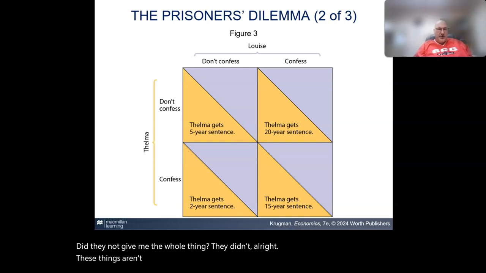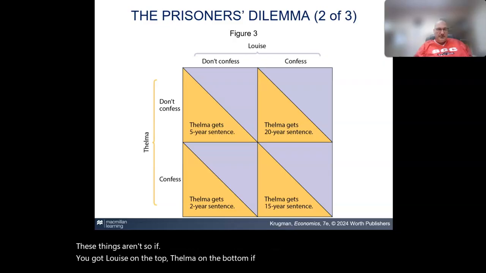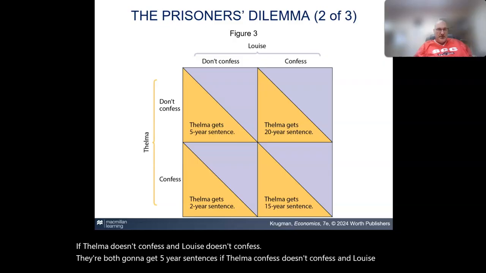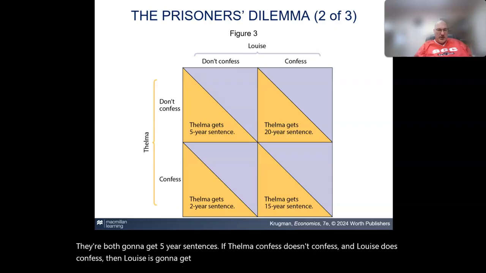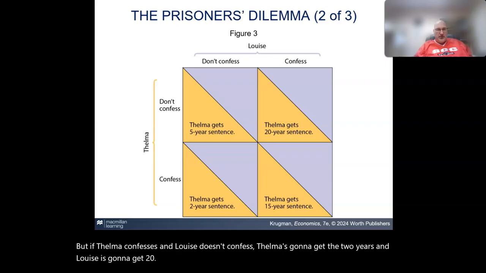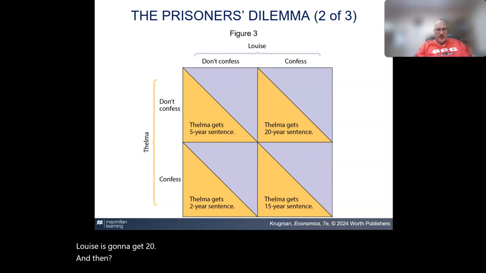So if you've got Louise on the top, Thelma on the bottom: if Thelma doesn't confess and Louise doesn't confess, they're both going to get 5 year sentences. If Thelma doesn't confess and Louise does confess, then Louise is going to get 2 years and Thelma's going to get 20. But if Thelma confesses and Louise doesn't confess, Thelma's going to get the 2 years and Louise is going to get 20. And if they both confess, they're both going to get 15 years. That's how that works out.